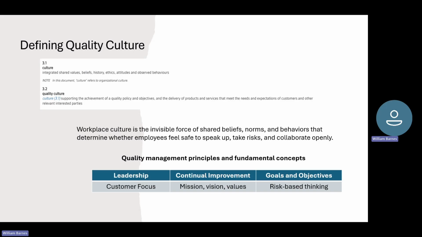So let's get back into our ISO world. And we see that the definition straight out of 10,010 aligns quite well. Shared values, belief, history, ethics, attitudes, and observed behaviors. Great. That's what they understand culture to be. So we're aligned there. And then for a quality culture, it's how do we use that to support achievements in quality policy objectives, delivery of products and services that meet the needs and expectations of customers and relevant interested parties. Okay, how are we going to accomplish that and use this thing called quality culture to get there?